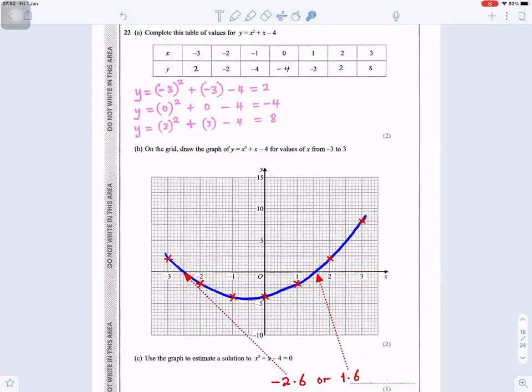So when they say use the graph to estimate solution, look at those points. And that point there is about minus 2.6. That's one of them. And this one on the right side is about 1.6. It's an estimate, so your own answer may be slightly different.